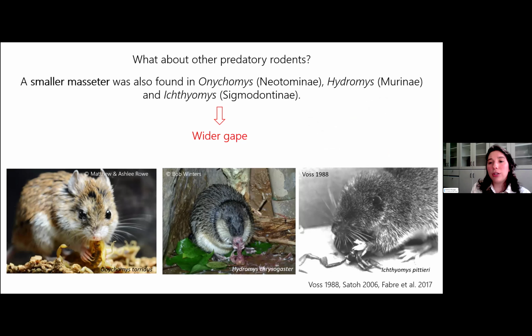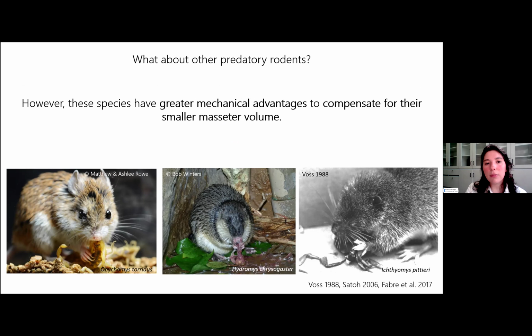A less developed masseter with a more posterior area of attachment was also observed in other predatory rodents such as Onychomys, Hydromys, and Ichthyomys, which shows us the importance of a wide gape for predatory species to be able to catch their prey. But these latter species, which we are not analyzing here, have greater mechanical advantages to compensate for the lower muscle volume in order to capture and eat prey. And this was not observed in predatory akodontines, since they present smaller mechanical advantages and smaller masseter volumes.